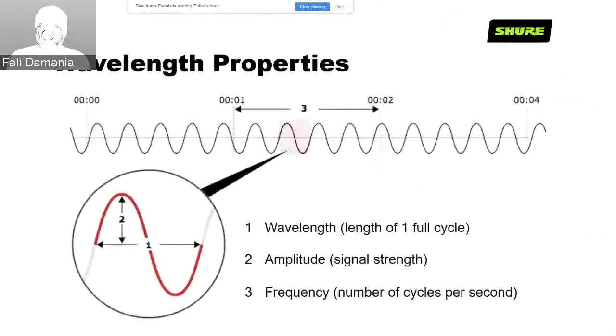We'll next look at wavelength properties. Now, this is a typical sinusoidal wave. There are three components that we need to keep in mind. First is the wavelength, which is the length of one full cycle. That is the distance from where the wave starts, reaches its maximum, then reaches its minimum, and reaches the zero point. So that one full cycle is called the wavelength. The maximum height of the wave is called the amplitude, and the number of cycles per second is called the frequency.